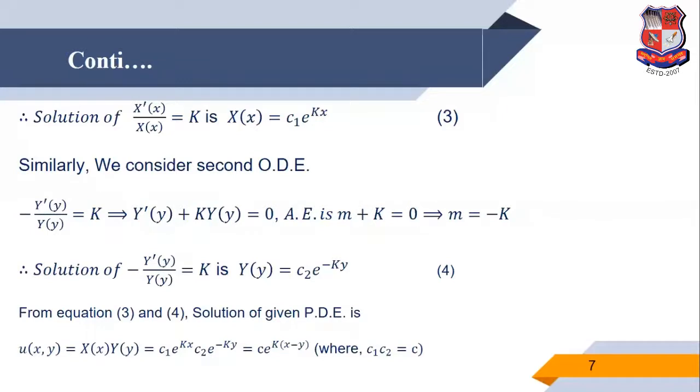So we solve the first order ODE, then we get X of x. We solve the second order ODE, then we get Y of y, and we put both X of x and Y of y in equation 1.